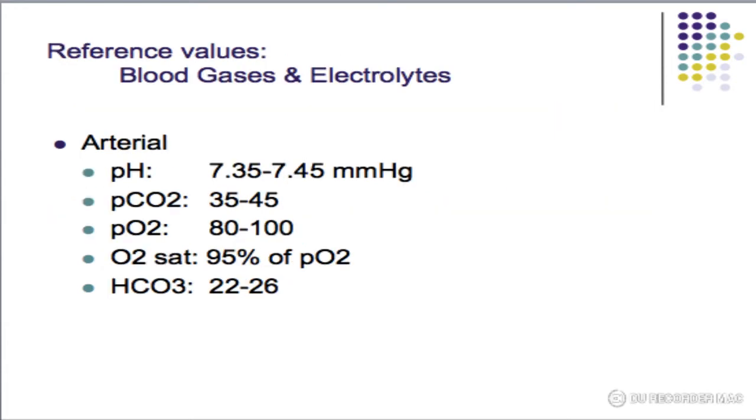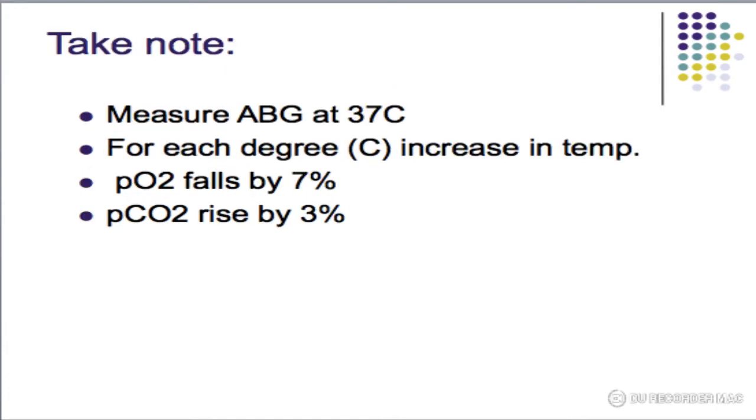Reference values for blood gas and electrolytes. So we have the basic normal ranges. For pH, the p stands for potential of hydrogen, or simply the hydrogen concentration, the normal value is 7.35 to 7.45. We have the partial pressure of carbon dioxide, or your PCO2, which is 35 to 45, and your partial pressure of oxygen, which is 80 to 100, and your O2 saturation of above 95%, and bicarbonate of 22 to 26. So take note, ABG is measured at 37 degrees centigrade.